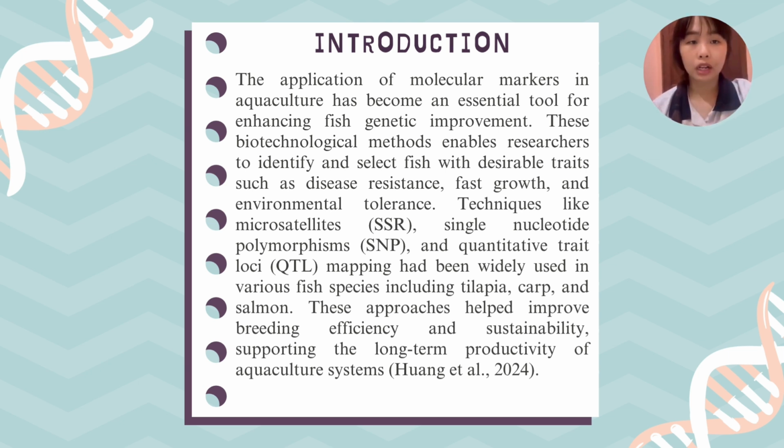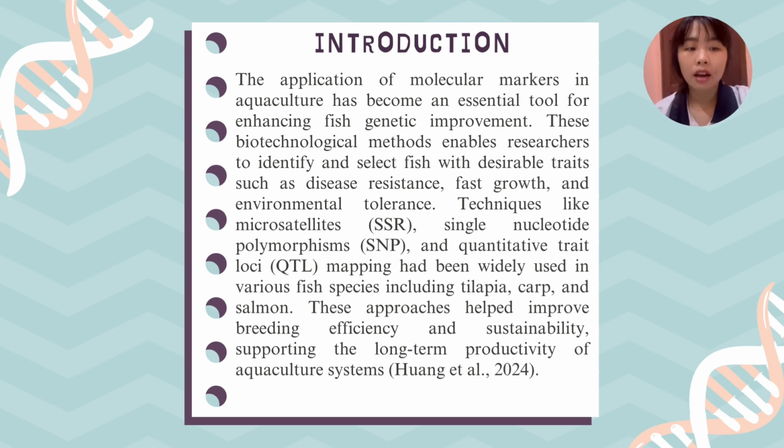The first is introduction. The application of molecular markers in aquaculture has become an essential tool for enhancing fish genetic improvement. This biotechnological method enables researchers to identify and select fish with desirable traits such as disease resistance, fast growth, and environmental tolerance. Techniques like microsatellite, which is SSR, single nucleotide polymorphism SNP, and quantitative trait loci, which is QTL, mapping have been widely used in various fish species including tilapia, carp, and salmon.